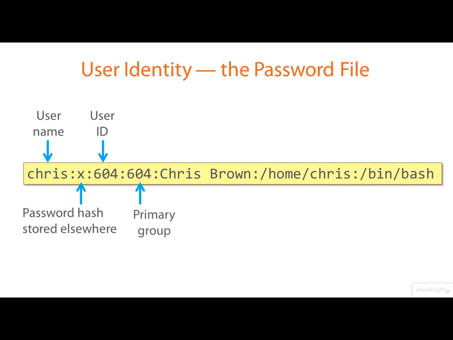The user has a primary group. The primary group ID is often numerically equal to the user ID, but it certainly doesn't have to be. This field is historically known as the GCOS field. It's a somewhat free format field. Some administrators use it to store the user's full name or telephone number or things like that. Then we have the user's home directory and the user's choice of shell.